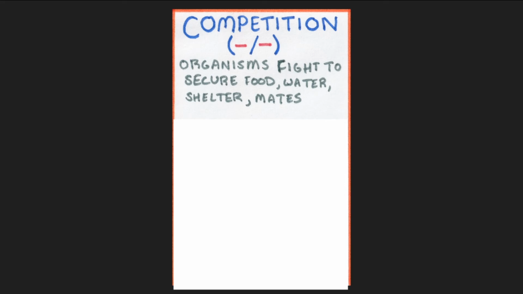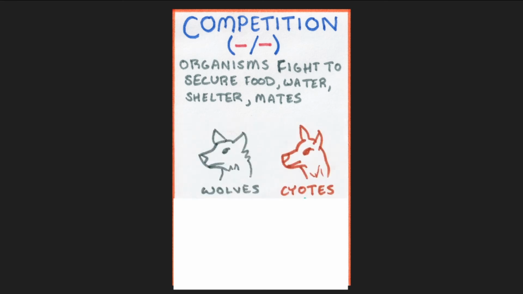In this case, organisms fight to secure food, water, shelter, and mates. Any kind of organism can compete with another type of organism, whether it's bacteria, protists, fungi, animals, or plants. They can all compete. And what I don't have written in the notes, but what you really should know, is that there are only 3 possible outcomes to competition. When two organisms compete, let's say wolves and coyotes, there are only 3 possible outcomes.